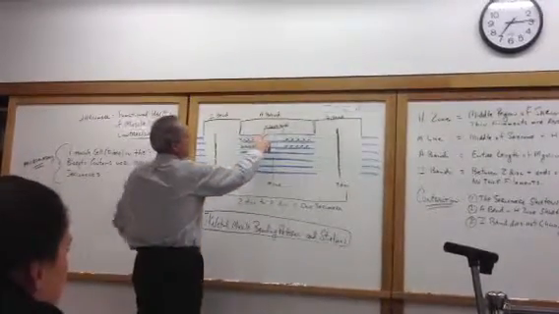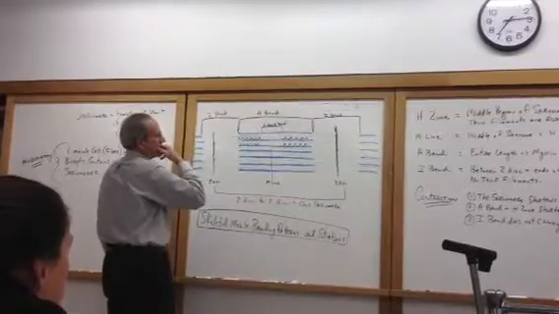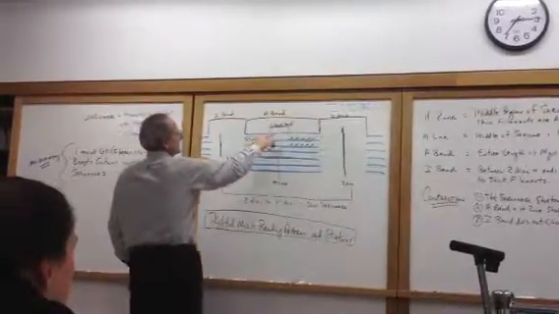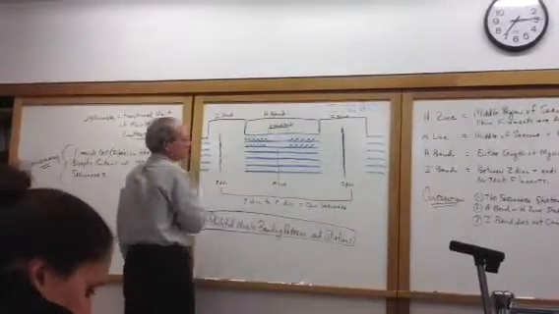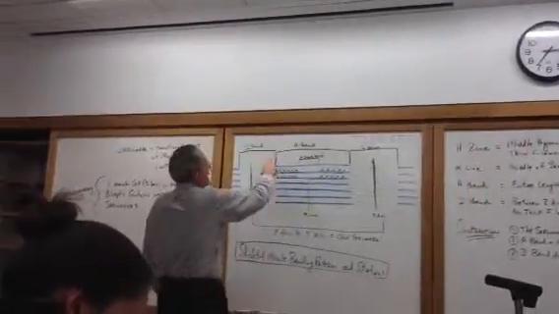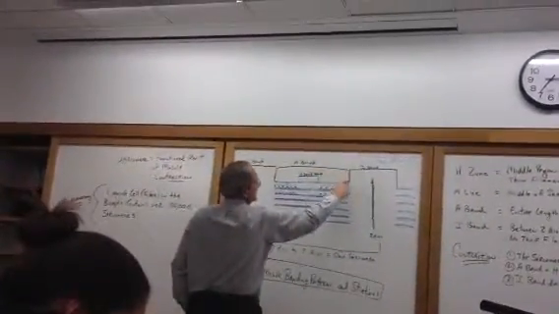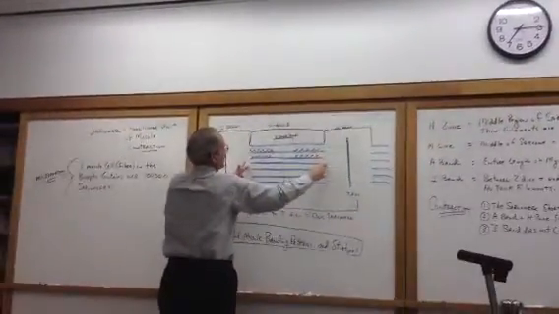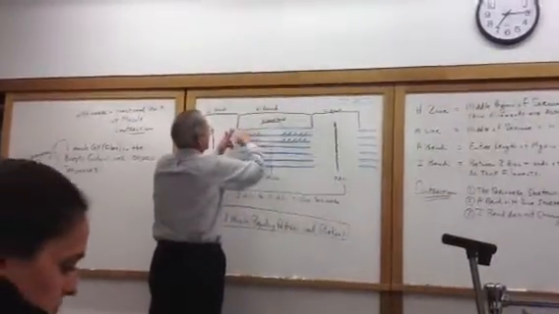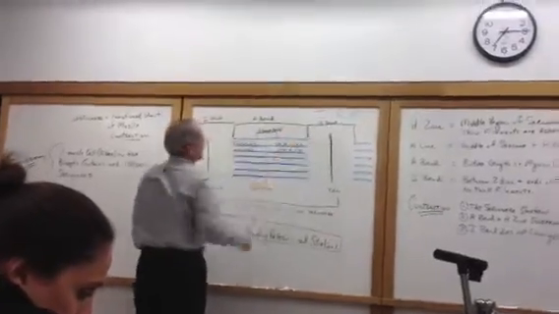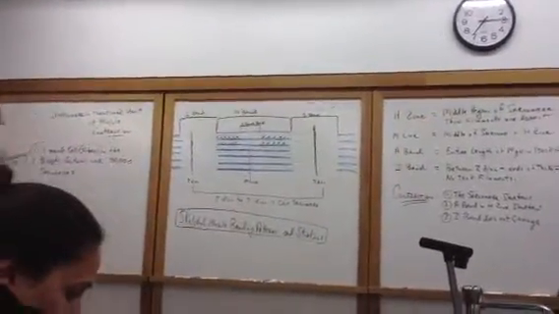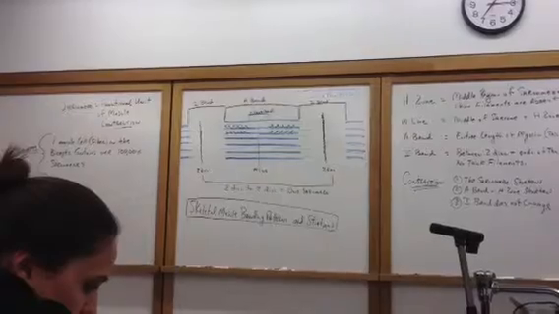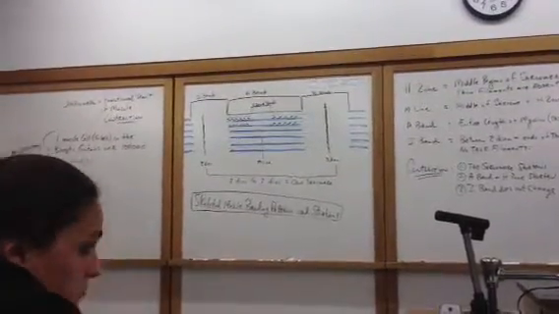So the H zone is simply defined as the middle of the sarcomere, and it's also the area where the thin filaments are absent, so all we have is myosin. The A band is the band that runs the entire length of the thick filament. So the myosin from one end to the other is all concentrated in what we call the A band, the entire length of the thick filament.